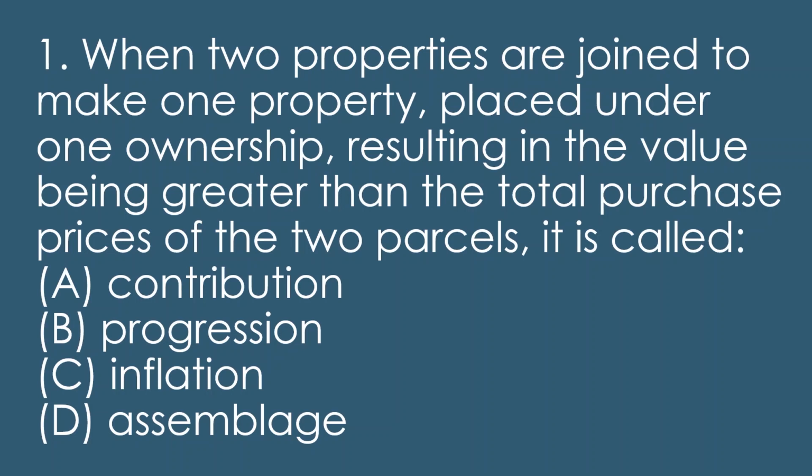So it's asking that when 2 properties are joined together to make one property, and by doing so, this one property that's going to be under one ownership actually is more valuable than the 2 properties individually. Well, you should be thinking of an appraisal term called assemblage. Assemblage is the act of joining 2 properties or multiple properties into one, and then it results in a higher value than if they were individually. So the best answer will be assemblage, but let's make sure the other ones, though, are not correct.